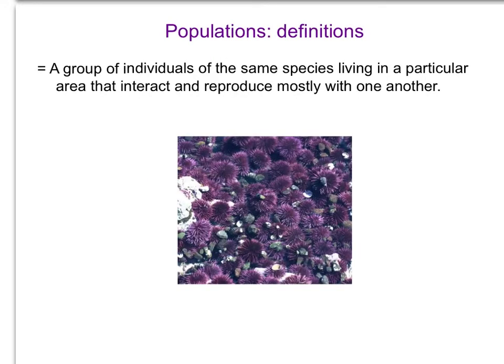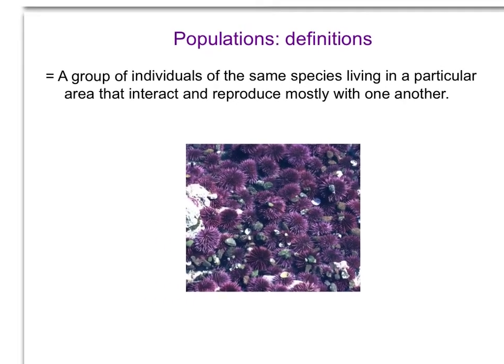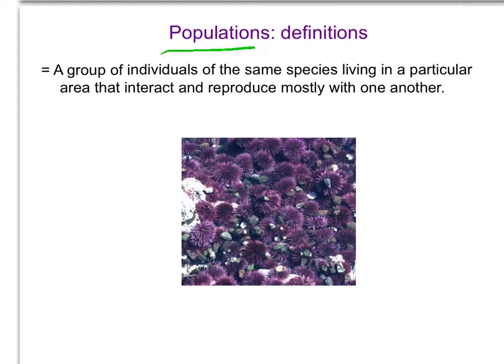So let's begin with a reminder of how we defined population to begin with. Remember that a population is a group of individuals of the same species, right? And the fact that they live in a particular area where they can interact with each other, including mating, so they reproduce mostly with one another within that population, is an important part of the definition. And remember that populations can be really small and they can be really enormous, and that often the population is defined by the investigator.